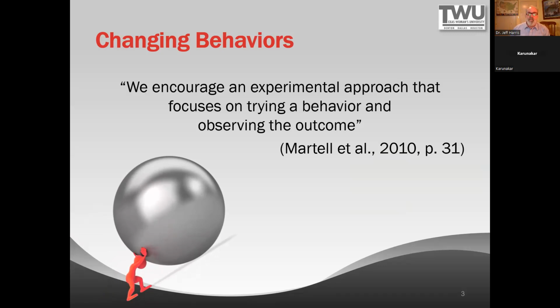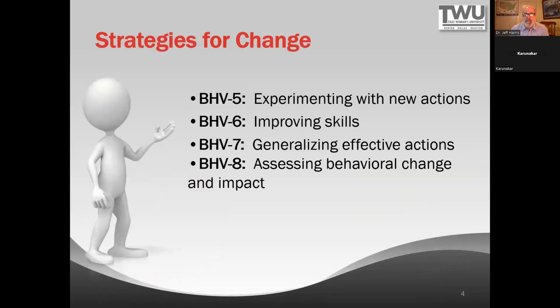Martell and his colleagues said, we encourage an experimental approach that focuses on trying a behavior and observing the outcome. So it's operant conditioning. There's going to be behavior, and it's going to result in consequences like reinforcement or punishment. And we want to look at what happens with new behaviors. I'm going to be introducing 4 strategies today. Behavioral strategy 5, experimenting with new actions. Behavioral strategy 6, improving skills. Strategy 7, generalizing effective actions. And strategy 8, assessing behavioral change and impact.